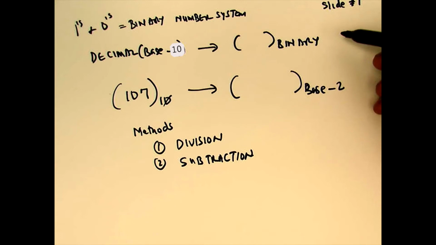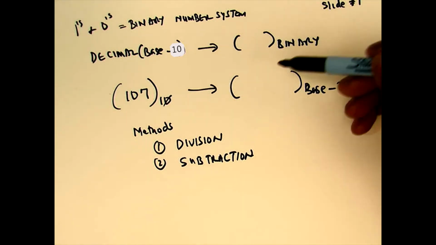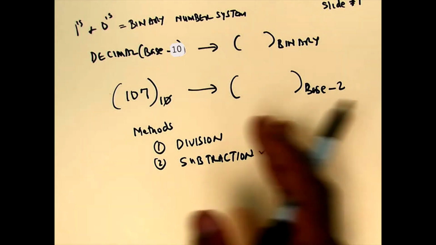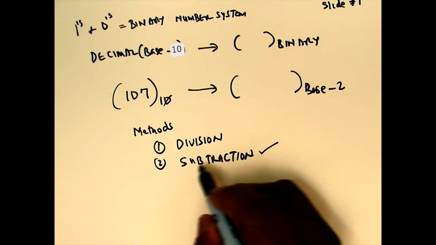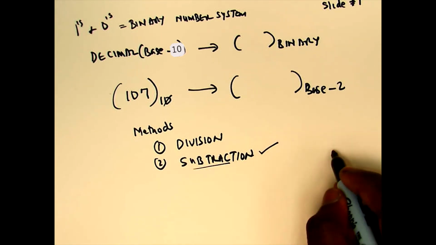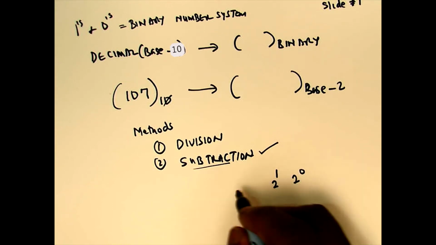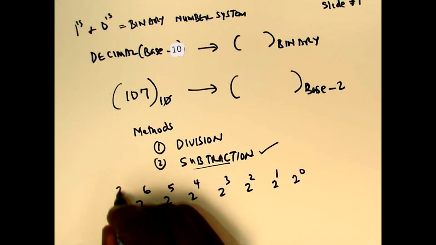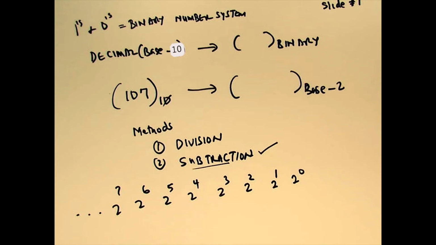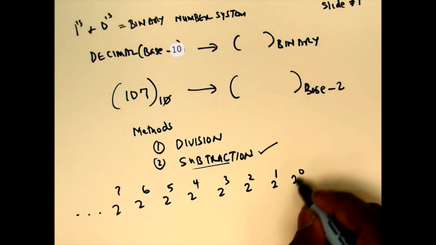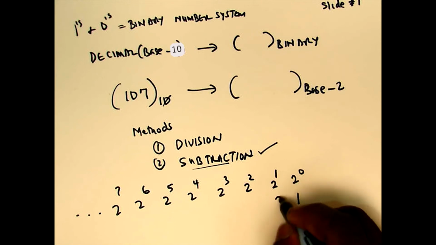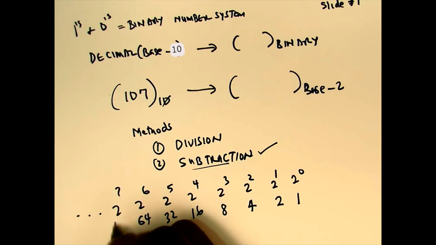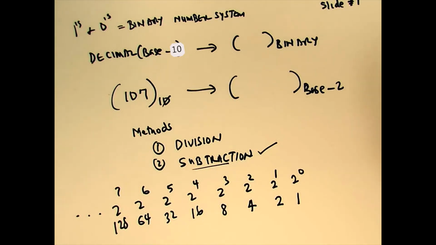If you go to the library, any book in computer science will tell you all this, so we don't have to waste time. The better of the two is the subtraction method. The subtraction method says to line up your base 2 powers of 2. Know your powers of 2s: 2 to 0, 2 to 1, 2 to 2, 2 to 3, 2 to 4, 2 to 5, 2 to 6, 2 to 7, and you can make it as big as you want. Once you know your powers of 2, 2 raised to 0 is 1, 2 raised to 1 is 2, then it keeps doubling itself. So these are the powers of 2s.